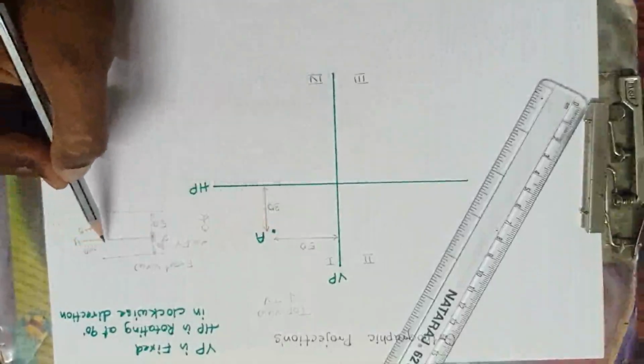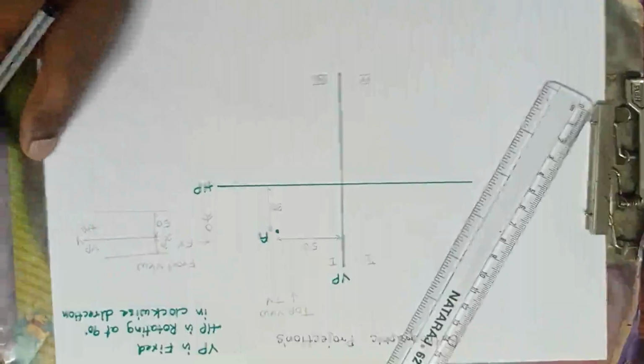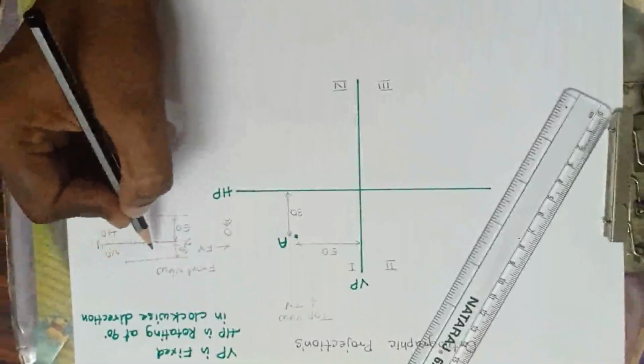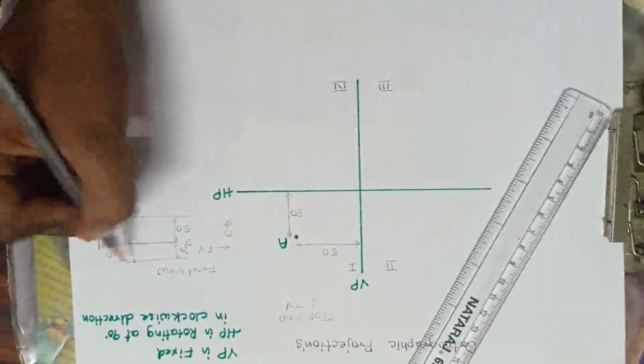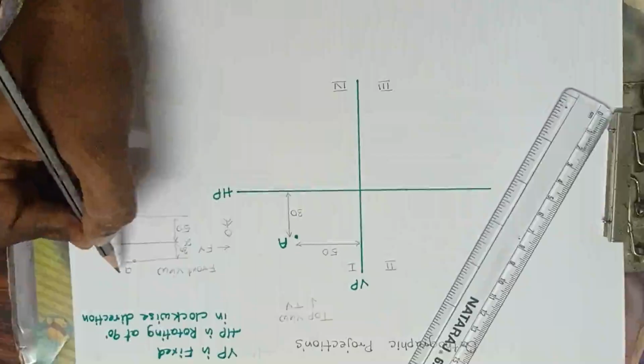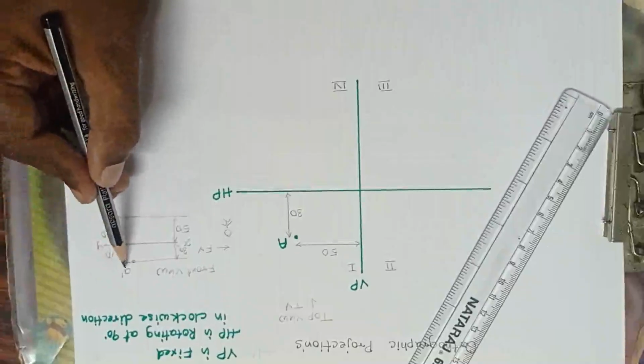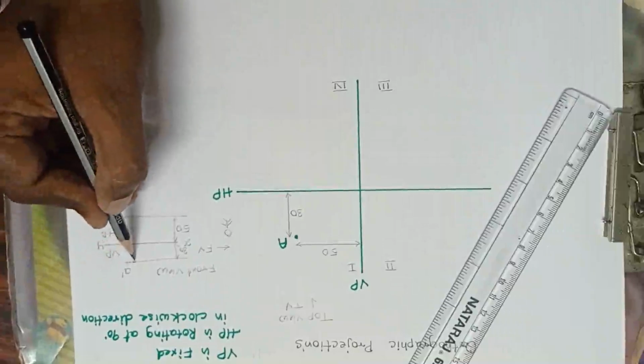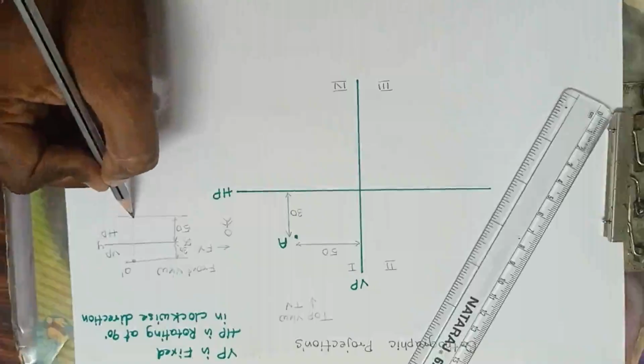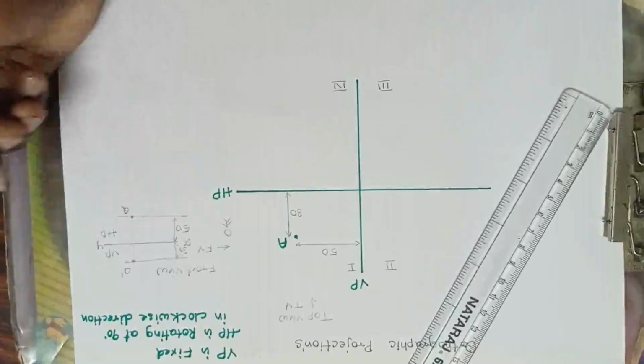So what I'm doing here, I'm drawing the projections. I'll project the point here. So this is point A dash. Wherever it falls on the VP, I have to mark the points with a dash. So this is the straight line and mark a point here, and this is point A.